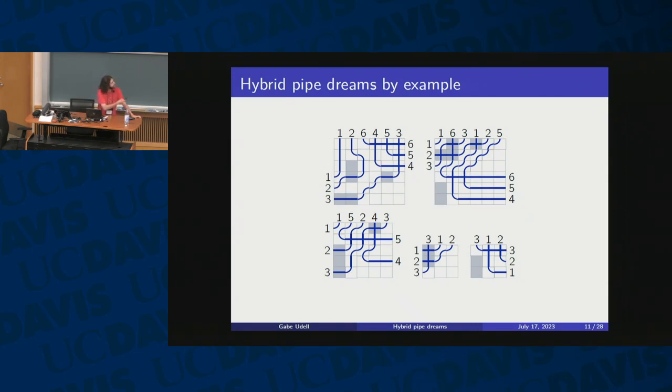So these are hybrid pipe dreams, and the idea of a hybrid pipe dream is that some rows are going to be ordinary pipe dream rows, and some rows are bumpless pipe dream rows. And we'll alternate between these in whatever fashion we want. So we could have bumpless, bumpless, bumpless, ordinary, ordinary, ordinary, or ordinary, ordinary, ordinary, bumpless, bumpless, bumpless, or ordinary, bumpless, ordinary, bumpless, ordinary. Our ordinary rows have a number on the left, and our pipes are moving down and left, and our bumpless rows have a number on the right, and our pipes are moving down and right.